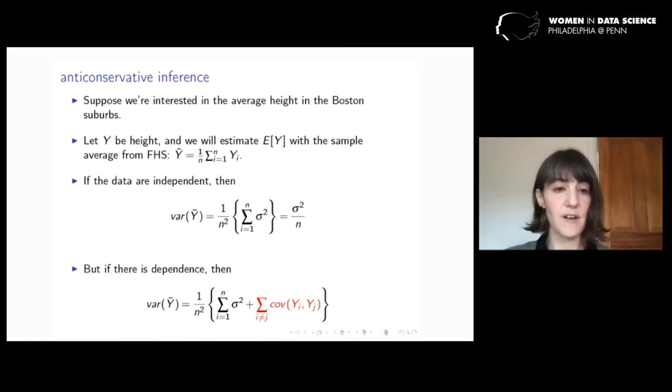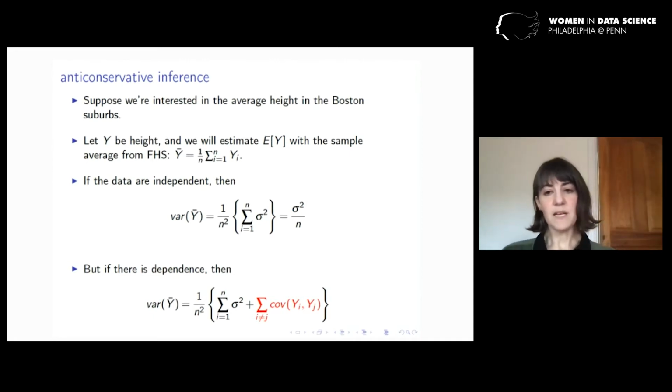It's the pairwise covariances for heights among everybody in the Framingham Heart Study. And whenever this term in red is positive, the true variance will be greater than the variance that assumes the data are independent. And that's the estimate, again, that you would use if you weren't worried about dependence. So ignoring the dependence underestimates the variance of an estimator.